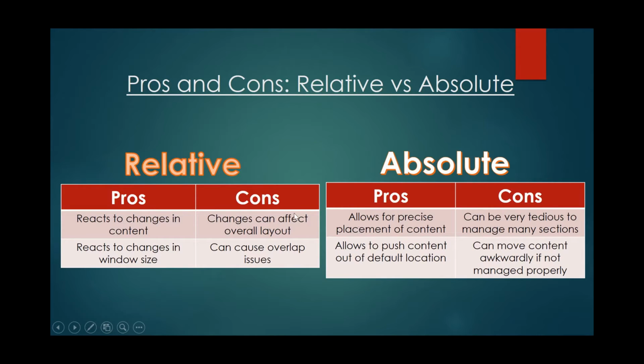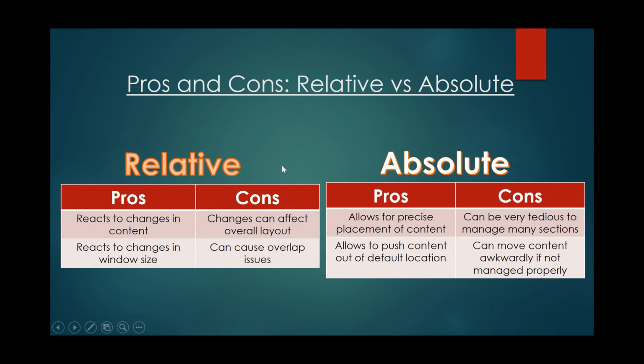Then there's absolute positioning, and this allows for precise placement of content. No matter what size the web page is, you're going to be able to place that absolutely in that web page. It also allows to push content out of the default location. Again, as we saw with that one example where we switched from relative to absolute, it actually took away that content and moved it and left no space behind. Some cons can be it's very tedious to manage a lot of sections that are absolutely positioned, and moving content can be awkward if you do not manage it properly. And that goes for both, really, relative and absolute positioning. It can be very awkward to position things at times.